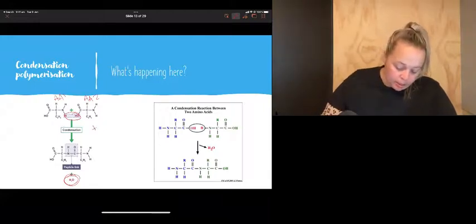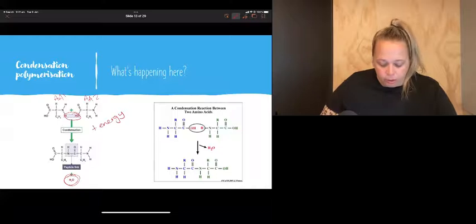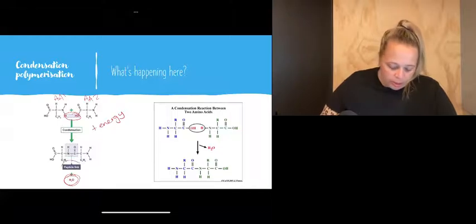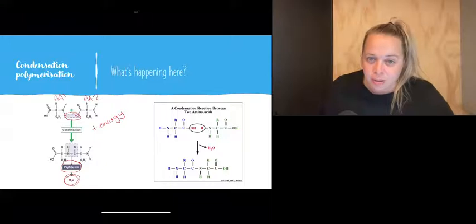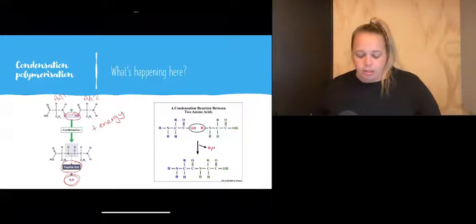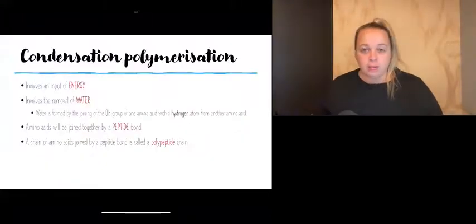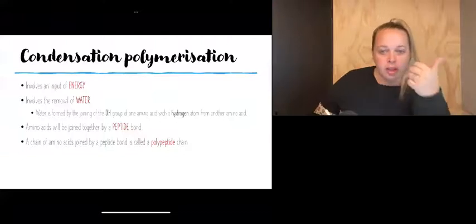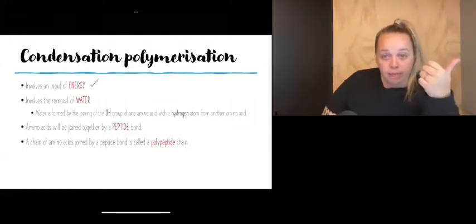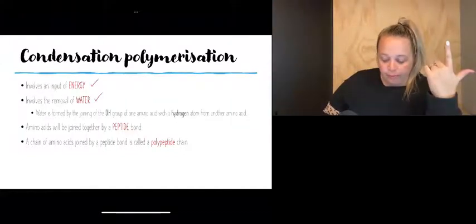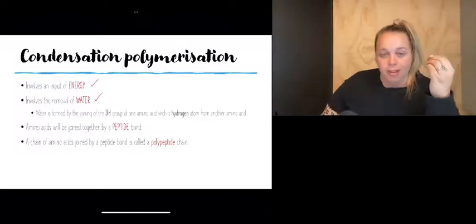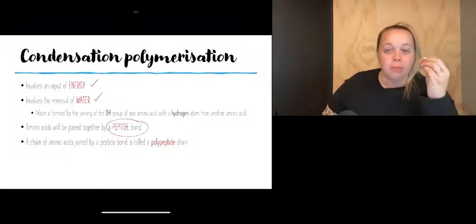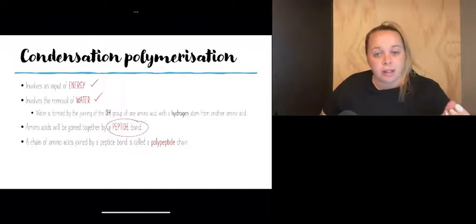This requires the input of energy, and the removal of water. And what you end up with is what we call a peptide bond versus a phosphodiester bond, which is what it was in nucleic acids. So same thing as before. Number one, you input energy, you remove water, and here's the explanation in terms of chemistry here. And what we get this time is we get a peptide bond formed between the two amino acids.